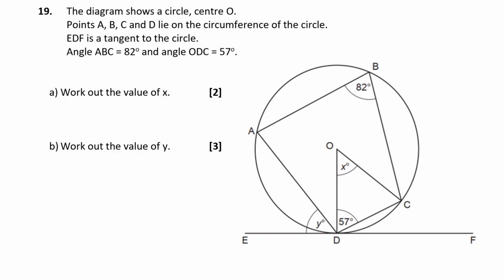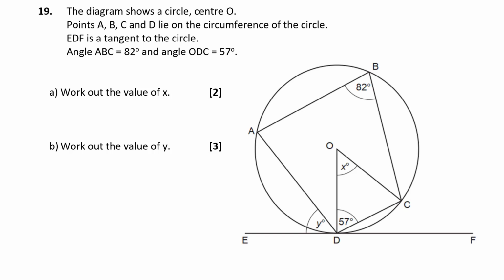Question 19. The diagram shows a circle, center O. Points A, B, C, and D lie on the circumference of the circle. EDF is a tangent to the circle. Angle ABC is equal to 82, and angle ODC is equal to 57.